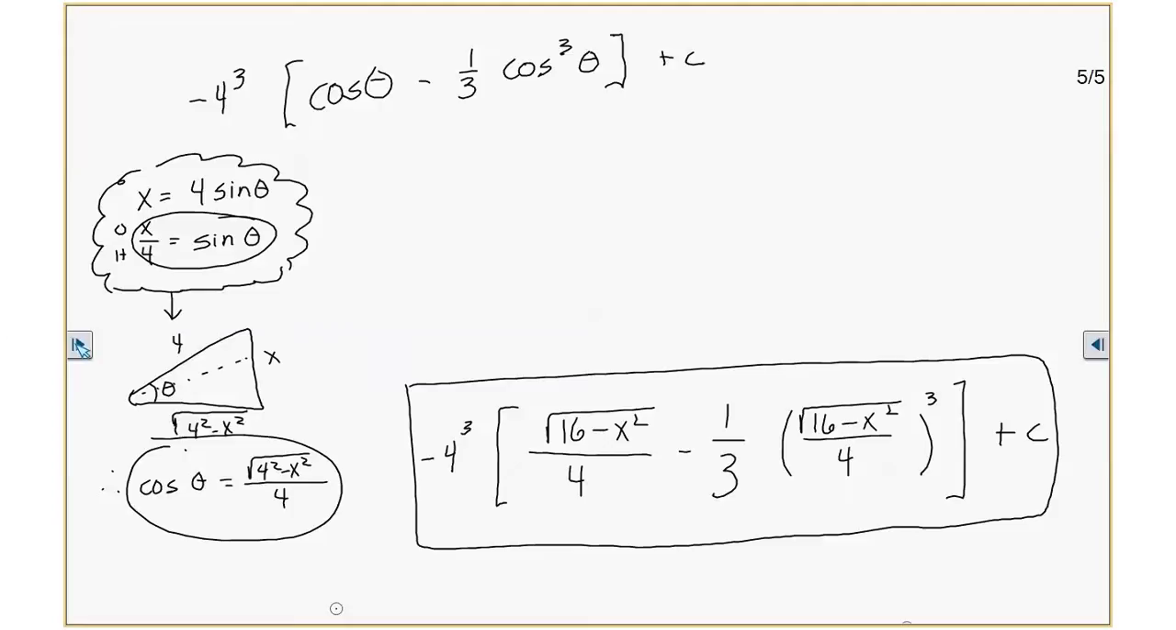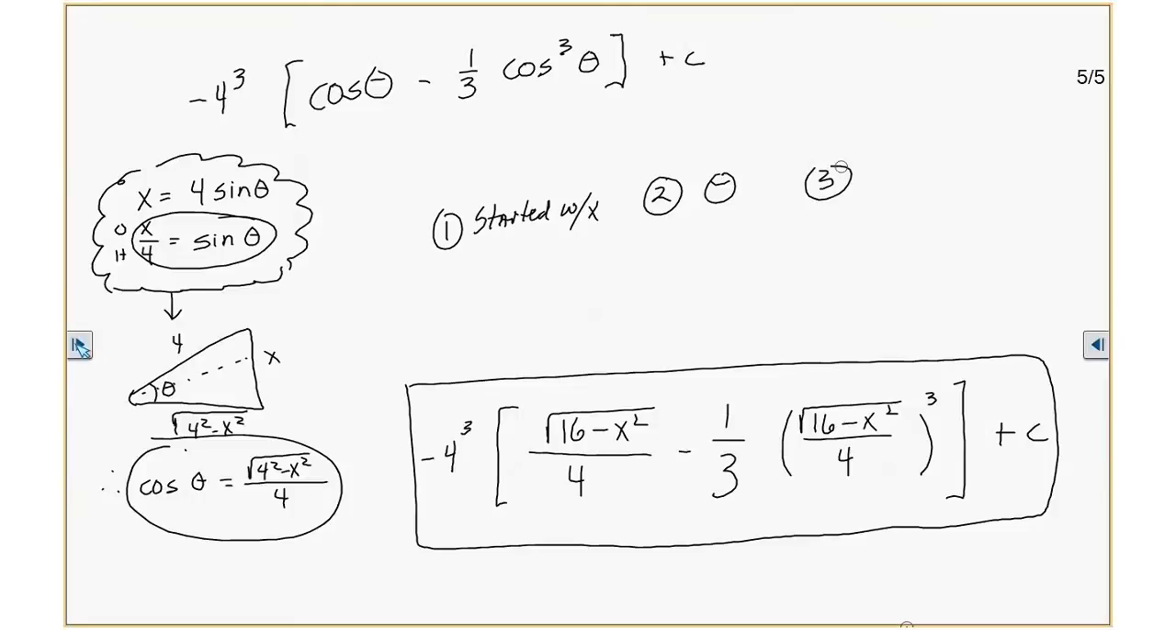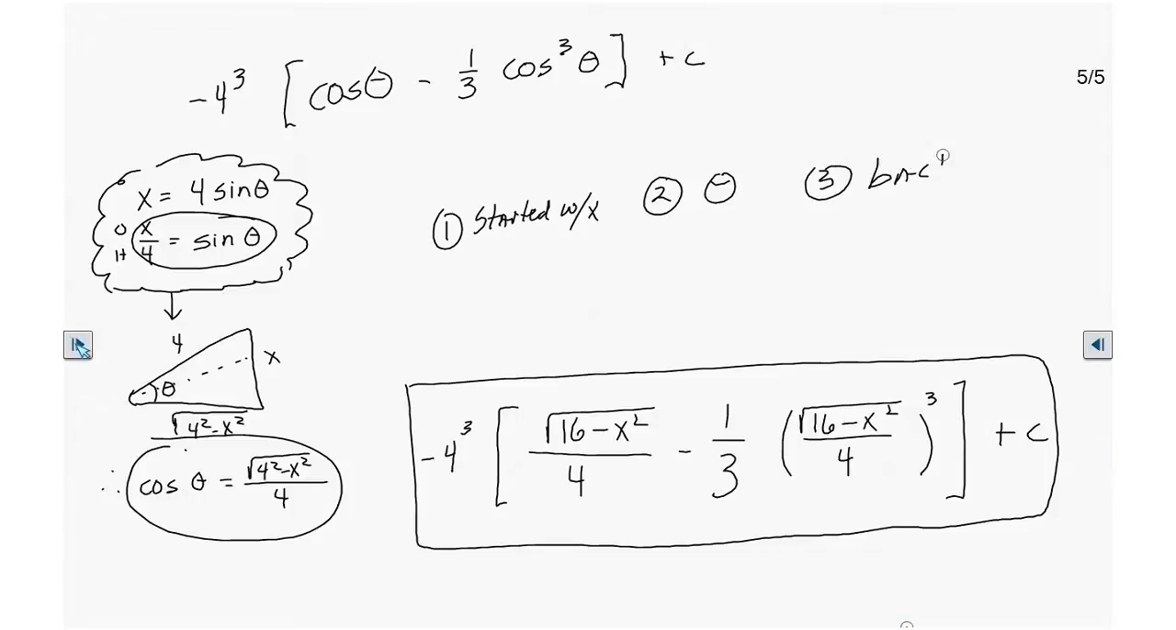All you can pull out is a 1/4. So it's still in a mess. So it's like that. But as you can tell, 1 started with x, 2 terms of theta, 3 back to what? Back to x.